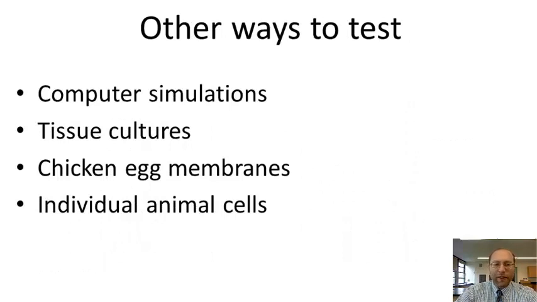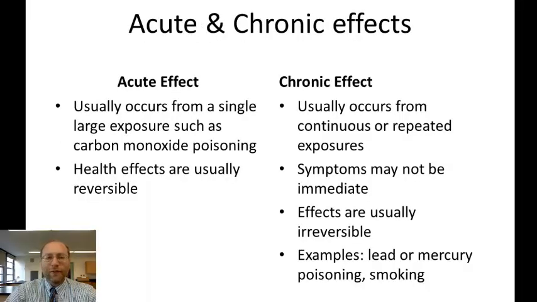There are some other ways to test. You can do computer simulations. You can do tissue culture tests. You can test chicken egg membranes. And you could also test individual animal cells. Toxins can affect us in 2 different ways. There are acute effects and chronic effects.